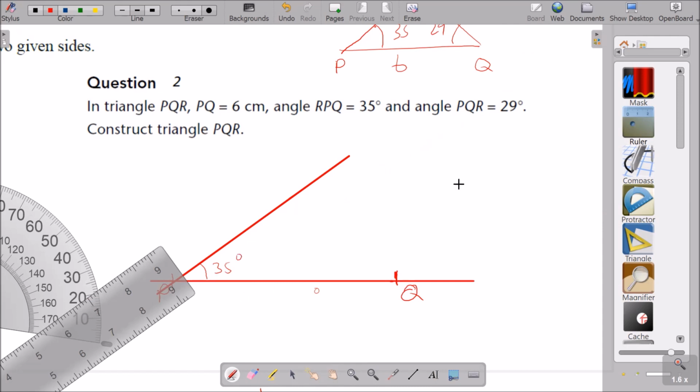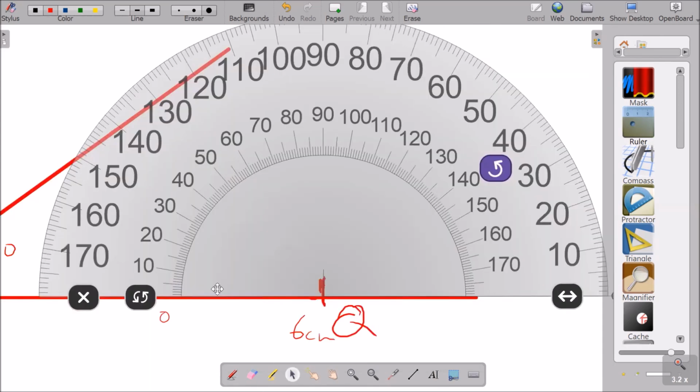Then we go to Q. PQR, which means PQ and R somewhere there is 29 degrees. We take our protractor, line it up. So we want 29 degrees. We use this scale now. This is 30. 1 before 30 is 29. So we want this point here. 25, 29, just before 30.